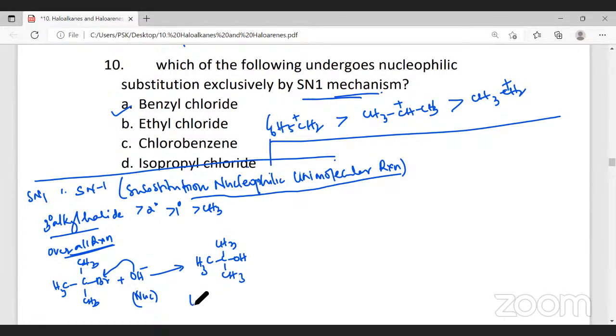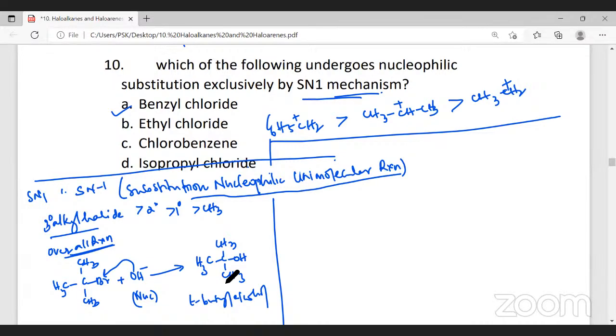This will be called tertiary butyl alcohol. So what will be the overall reaction? The overall reaction is when tertiary butyl bromide is allowed to react with aqueous KOH or aqueous NaOH, a nucleophilic substitution reaction takes place, forming tertiary butyl alcohol.